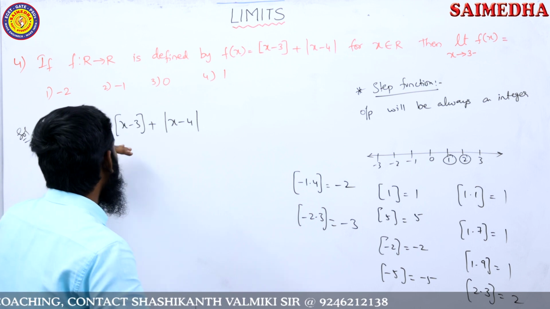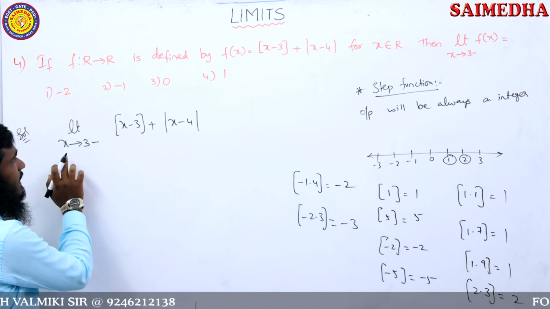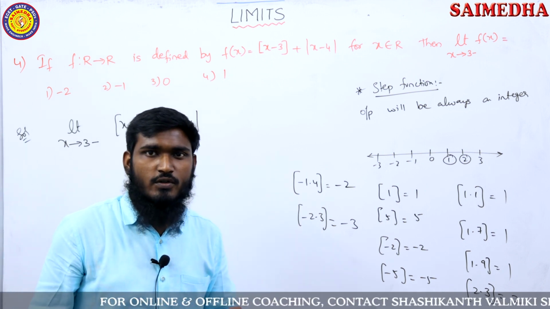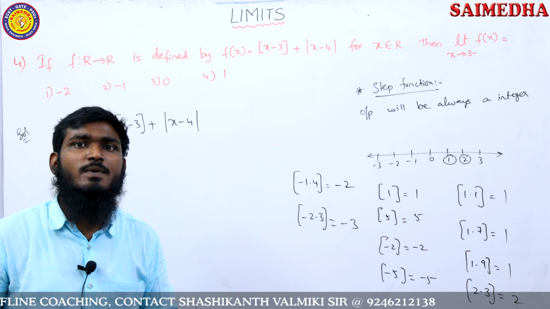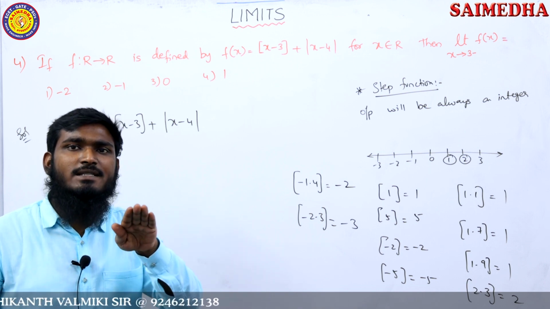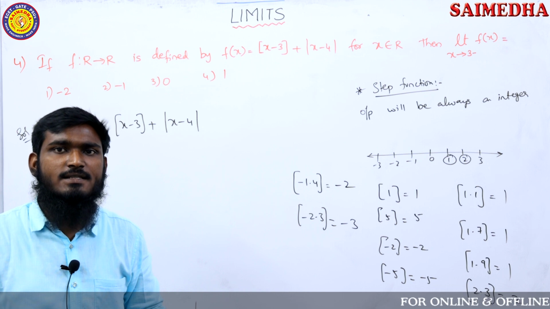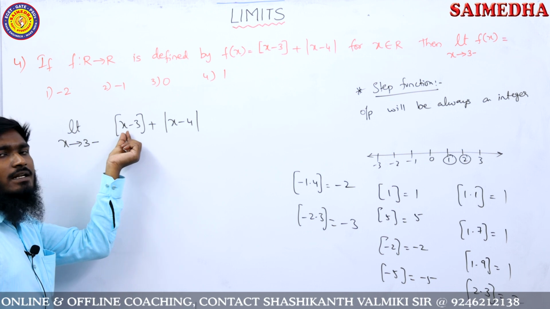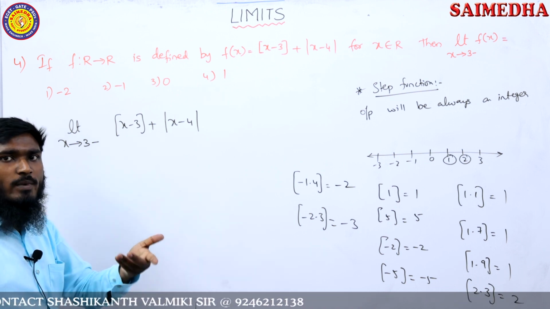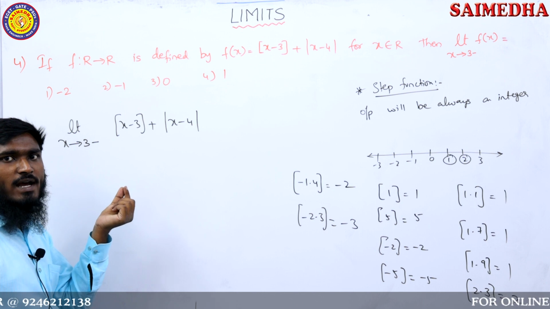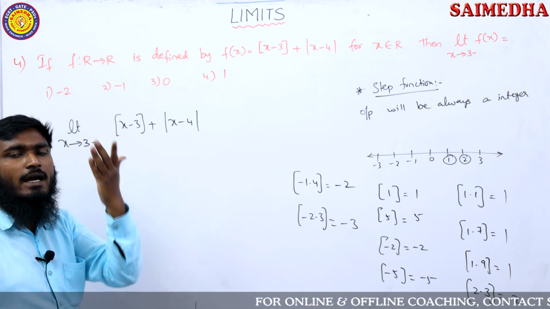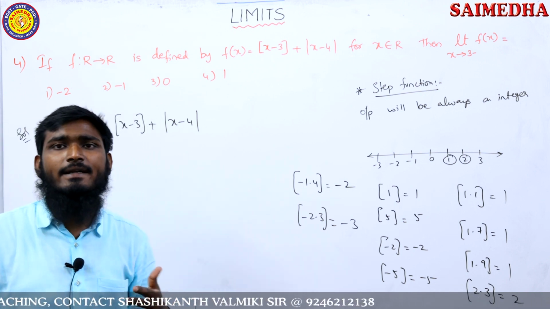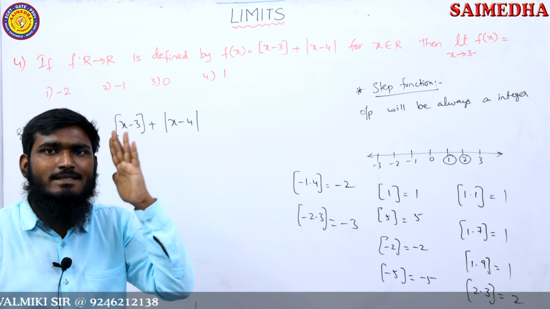That's it. Okay. Now in this part, x minus 3 is given. Whenever we apply the limit x tends to 3 minus, what do we have to do? 3 minus means somewhat less than 3. So let us assume a number somewhat less than 3, such as 2.99, 2.98, 2.97.